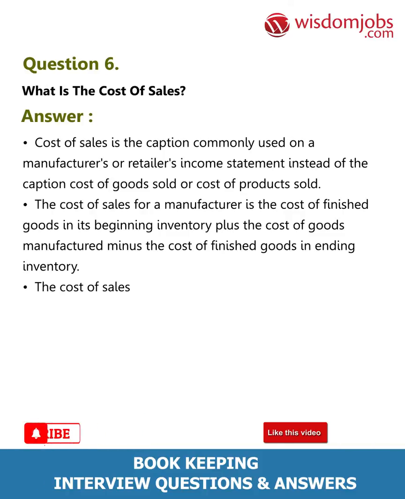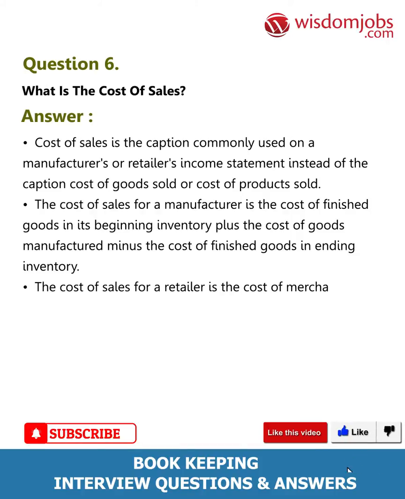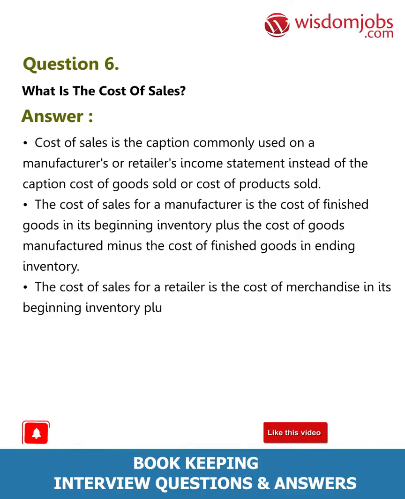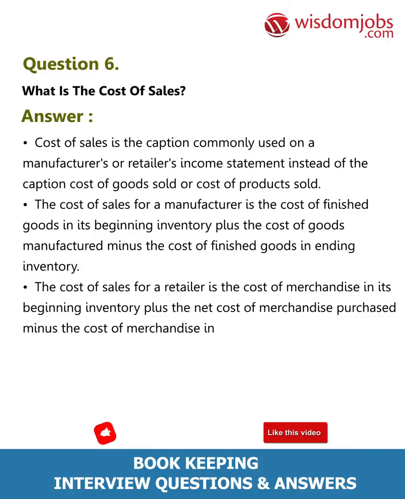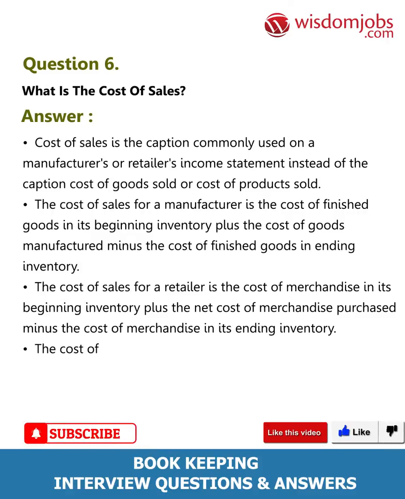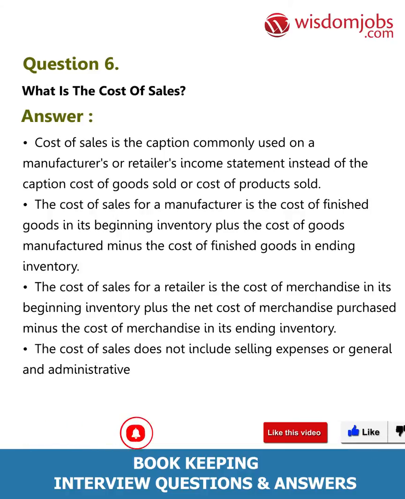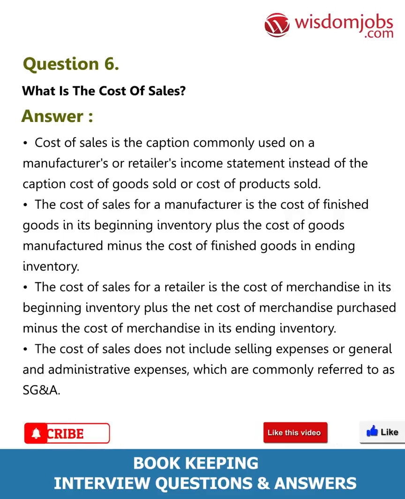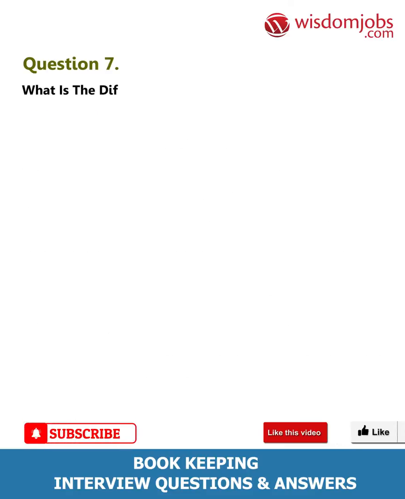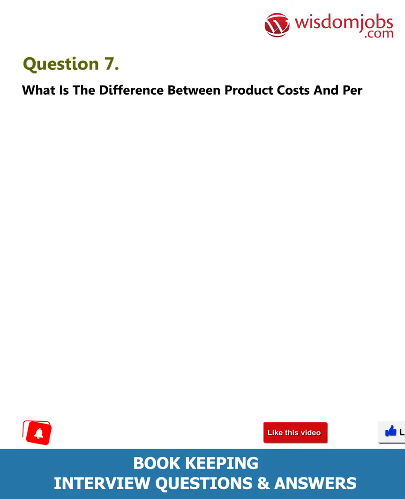The cost of sales for a retailer is the cost of merchandise in its beginning inventory plus the net cost of merchandise purchased minus the cost of merchandise in its ending inventory. The cost of sales does not include selling expenses or general and administrative expenses, which are commonly referred to as SG&A.